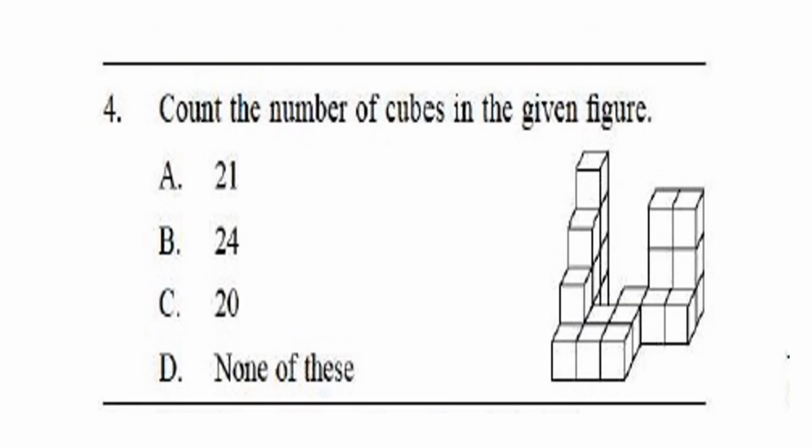Question number 4. Count the number of cubes in the given figure. Option A 21, B 24, C 20, D none of these. Here if we count we can get 1, 2, 3, 4, 5, 6, 7, 8, 9, 10, 11, 12, 13 only. So answer is option D.